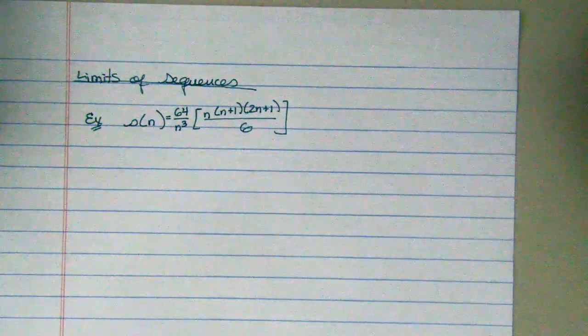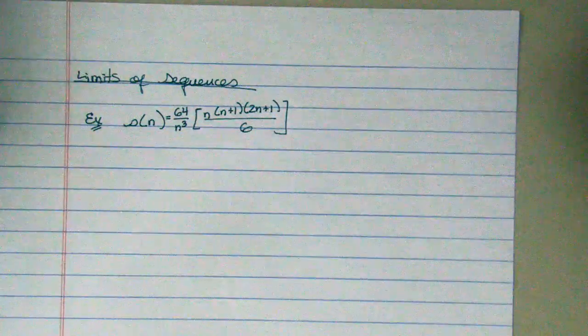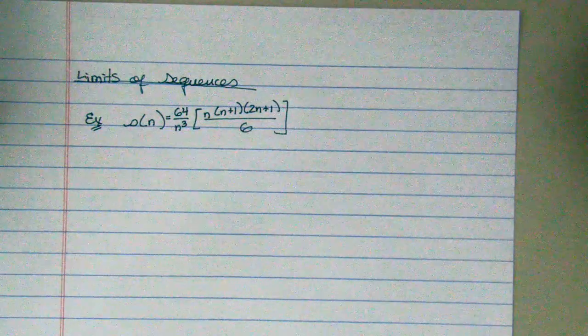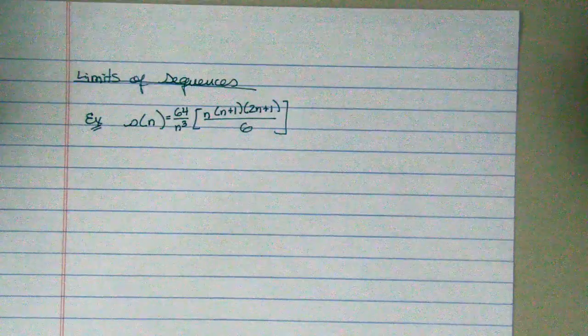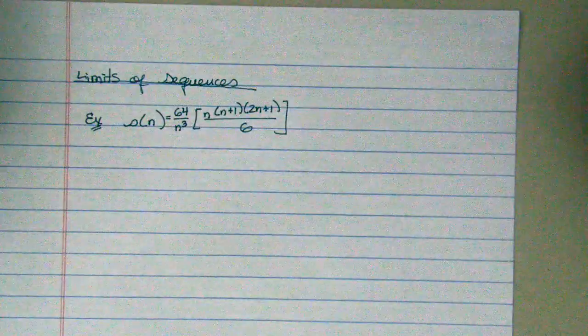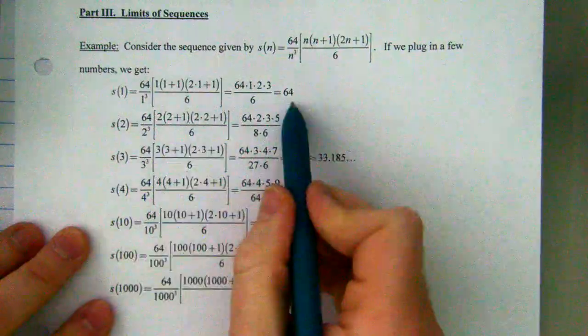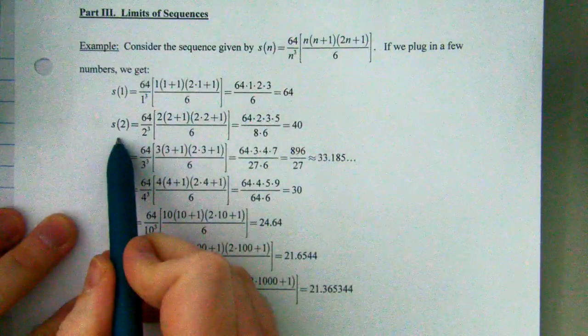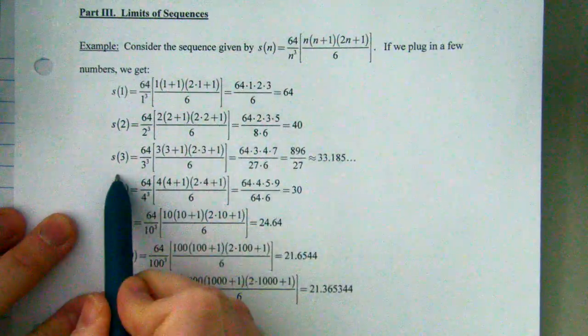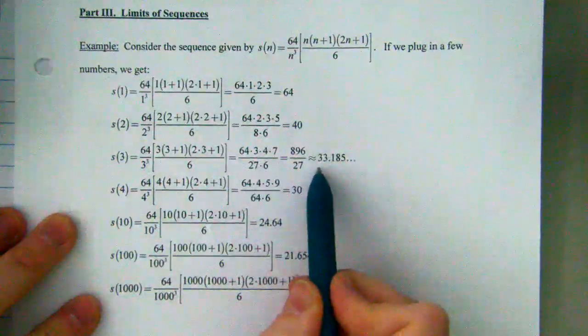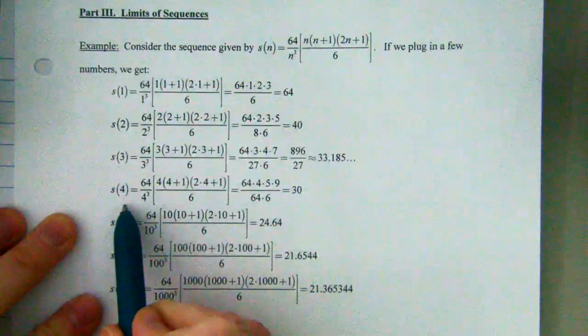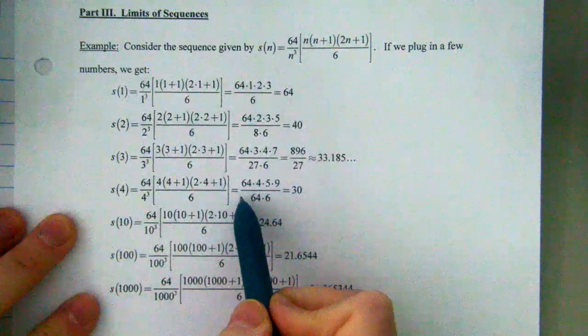This is a formula that can give us a pattern of numbers. For example, if you plug in 1 for n, you find that the first term in the sequence is 64. Plug in 2, you get 40. Plug in 3, you get something messy. We're just going to go with 33.185. Plug in 4, you get 30, and we can keep plugging things in.